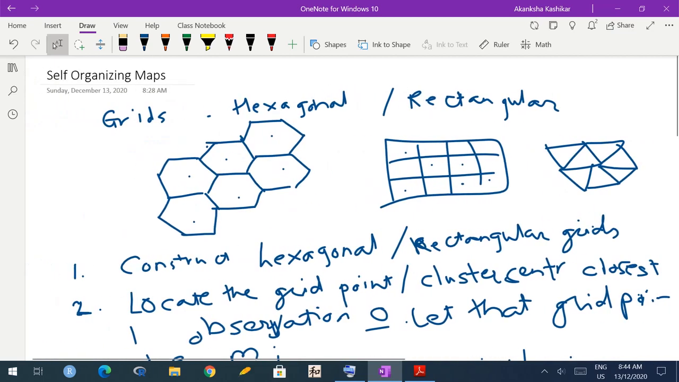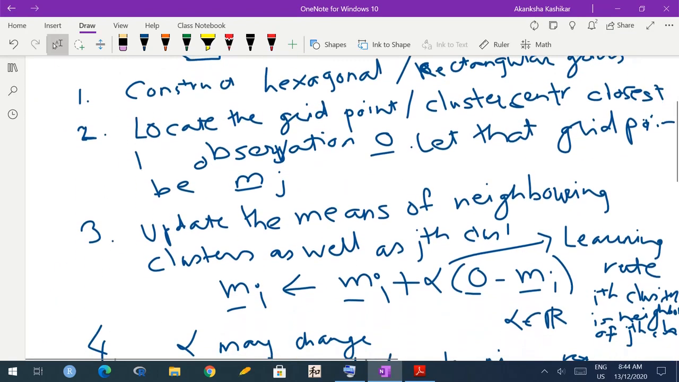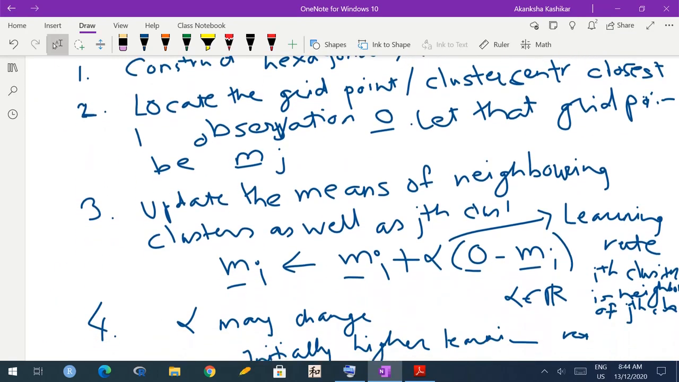And you go on repeating this process till you get convergence, that is till all the observations are settled in one cluster, and this is nothing but self-organizing maps. As you can see, it's another unsupervised learning algorithm which can be used for clustering. So we'll stop here. Thank you.